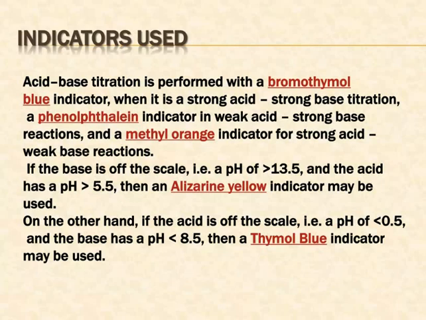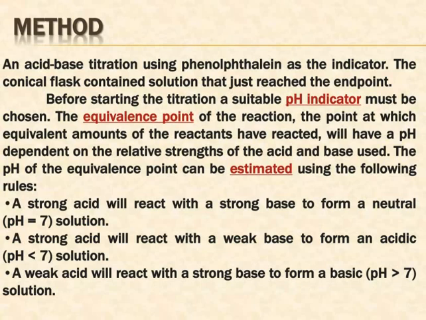So if the base is off the scale, that is a pH of 13.5, and the acid has a pH greater than 5.5, then alizarin yellow indicator may be used. On the other hand, if the acid is off the scale, that is a pH of less than 0.5, and the base has a pH greater than 8.5, then thymol blue indicators may be used. So the method is also very important.